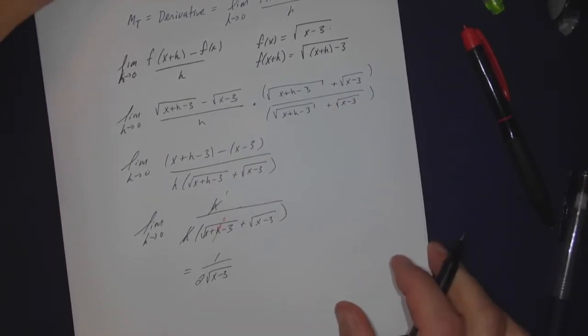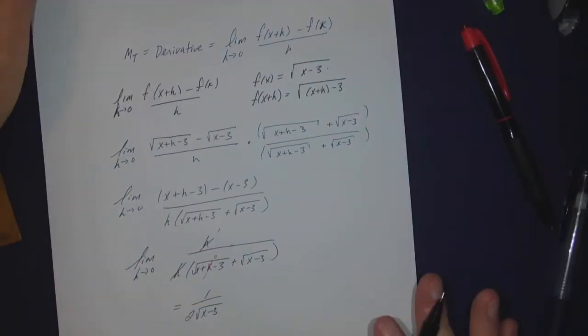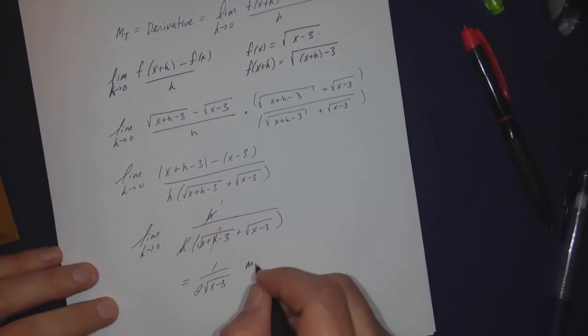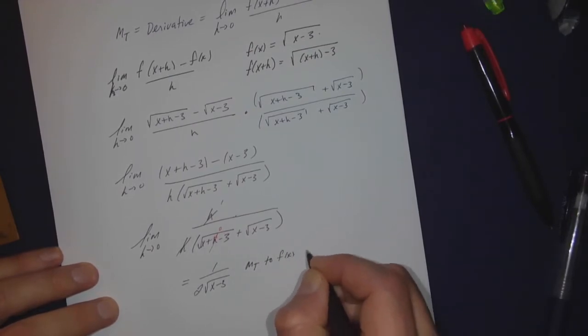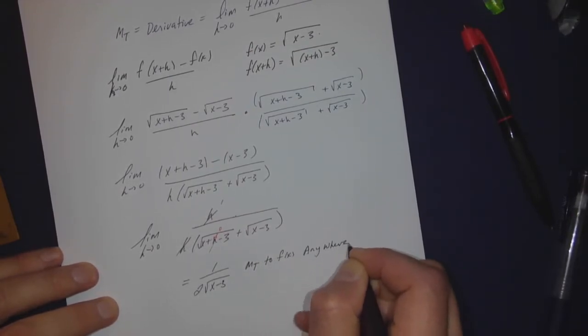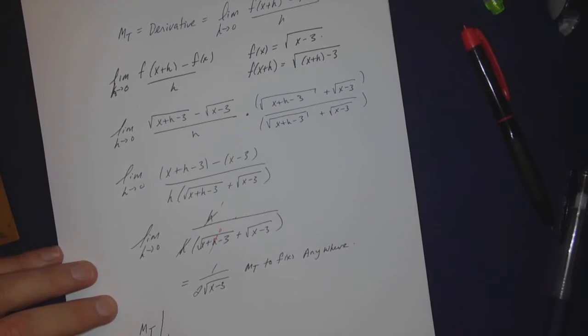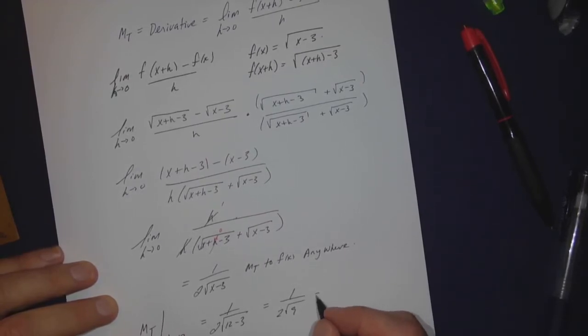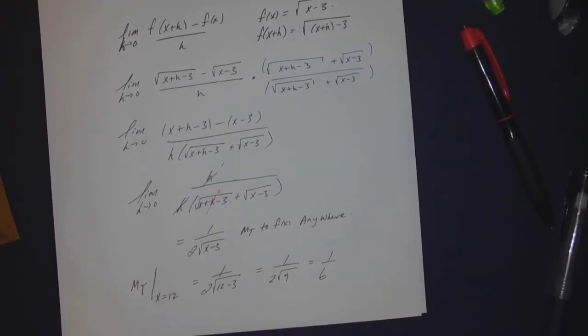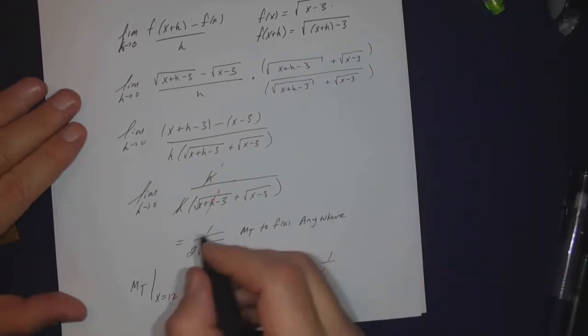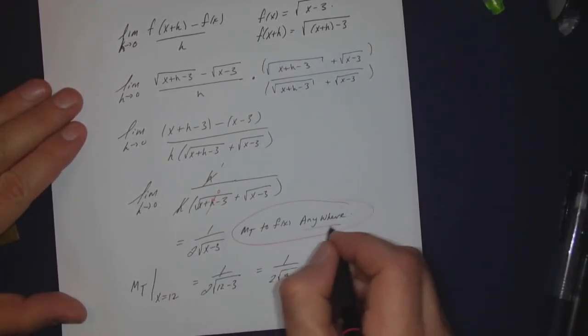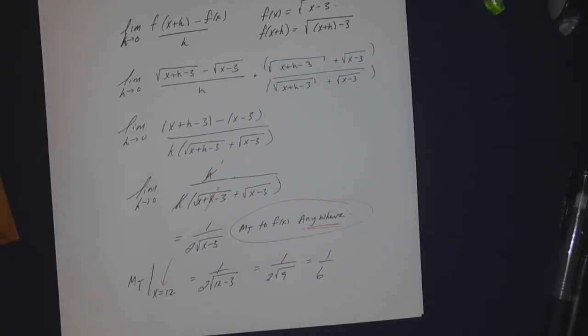And that will give you the slope of the tangent anywhere for the curve. So this is the slope of the tangent to f of x anywhere. And we wanted it at a particular point. We wanted it when x equals 12. So it's going to equal 12 minus 3, so 9. So the slope of the tangent is going to be 1 over 6. And you're done. Now notice what we did here. We found the derivative anywhere, and then we put in our x equals 12.